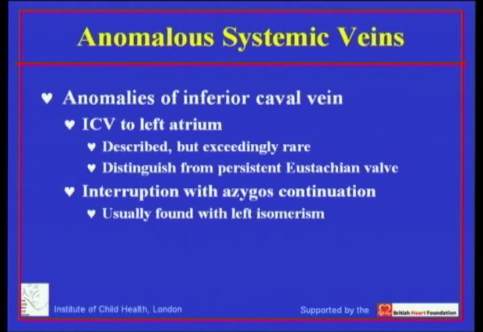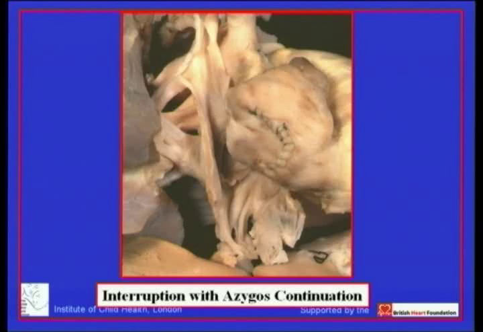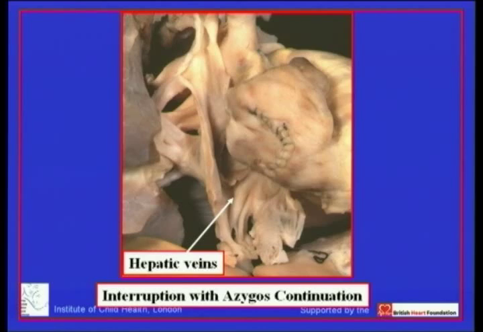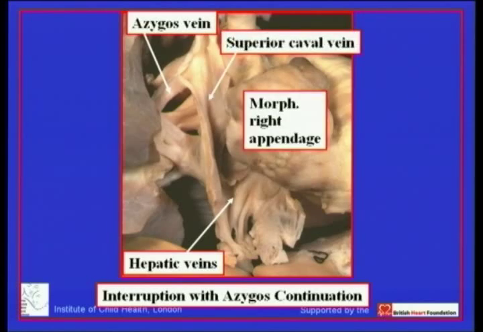The association here is with isomerism of the left atrial appendages, but certainly not always, and it is possible to find interruption with azygous continuation in the setting of usual arrangement. So if I show you some examples first of azygous continuation, here is a rather nice example where you see the hepatic veins are continuing to drain into the right-sided atrial chamber along with a much enlarged azygous vein which is returning through the superior caval vein.